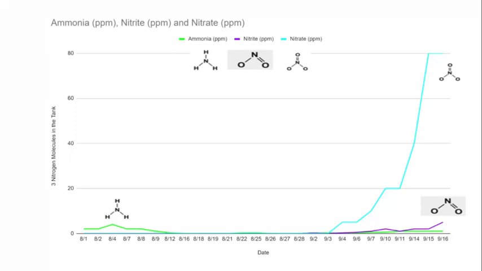And then last, we put these same ammonia molecules, nitrite molecules, and nitrate molecules on a line graph because they all represent the molecules that contain nitrogen. The time period again is early August through mid-September. All three molecules are labeled. The green one is the ammonia, the purple one is your nitrite, and the aqua blue one is your nitrate. So make a prediction of what you think is happening in your fish tank.